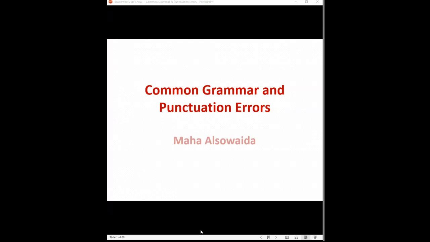Today's topic is about common mistakes in undergraduate writing and how to fix them. This session will be very useful for undergraduate students and their writing teachers. Our workshop will be led by our very experienced teacher, Miss Maha, who will talk us through common grammar and punctuation errors in undergraduate writing. A very warm welcome to our speaker for today, Miss Maha. The floor is yours.